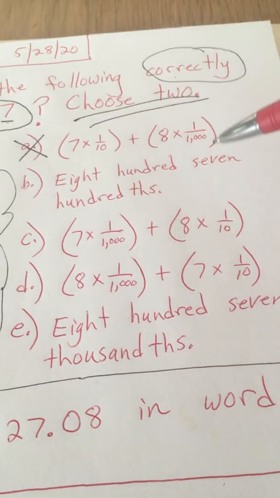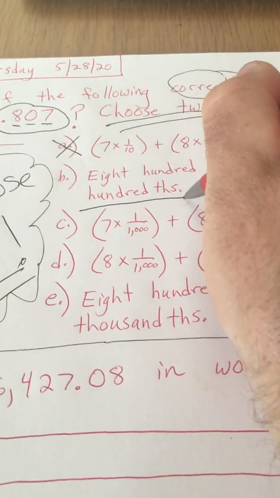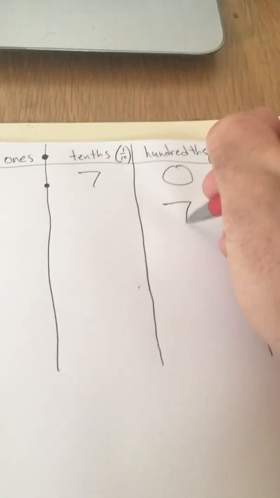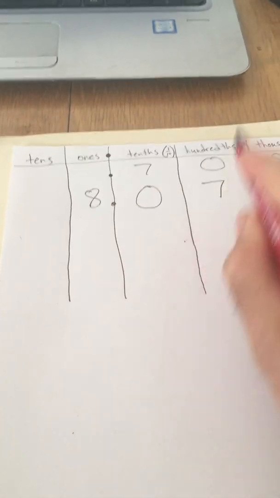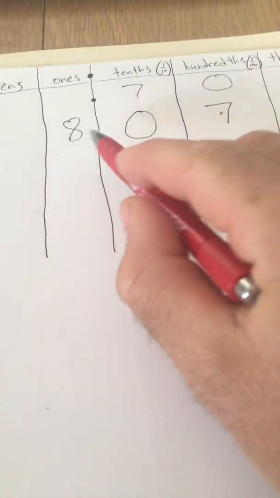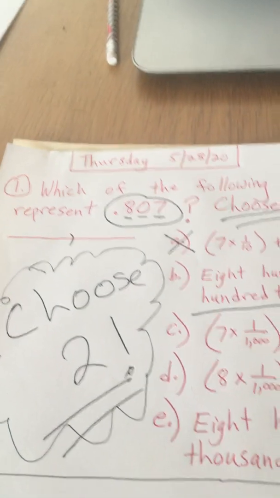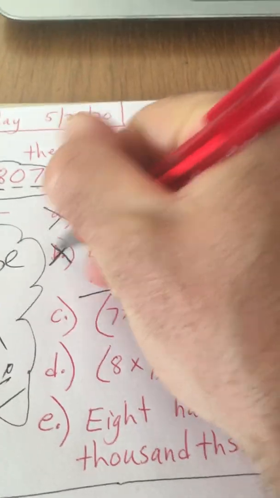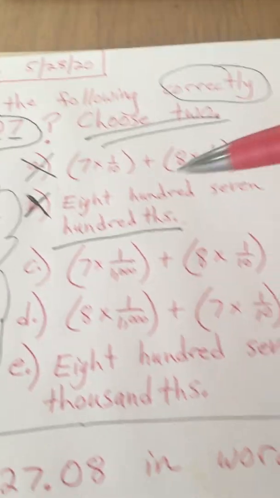Then we'll go to B. 807 hundredths. If it's going to be hundredths, that means it lands in the hundredths place. So with 807 hundredths, the 7 lands here in the hundredths place. That's 8 and 7 hundredths, or 8.07. So the 8 is in the wrong place here, so it is not the same as 807 thousandths. That's 8.07 or 807 hundredths, so that's not right either. We're looking for the 8 to be here, the 0 to be here, and the 7 to be in the thousandths place.